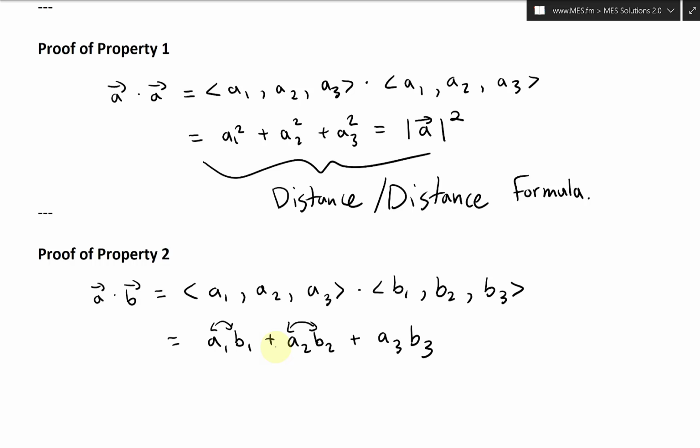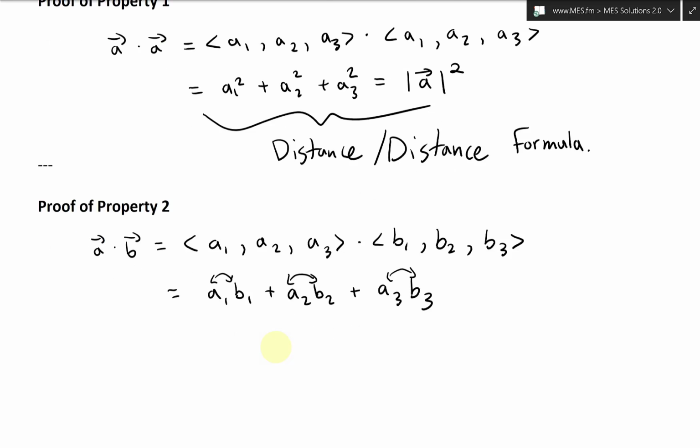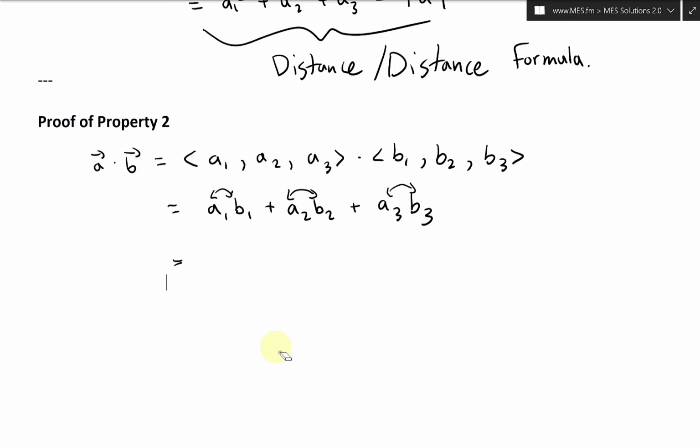Properties, and you can just switch them around. These are just real numbers, so you can go 2 times 3 or 3 times 2. Those are always going to be 6. So we can switch these all around. So this equals B1 A1 plus B2 A2 plus B3 A3.